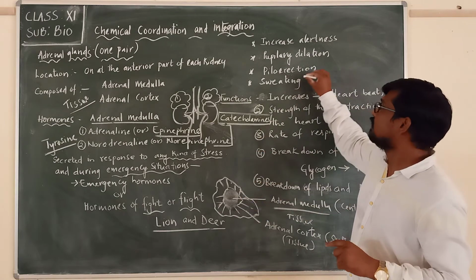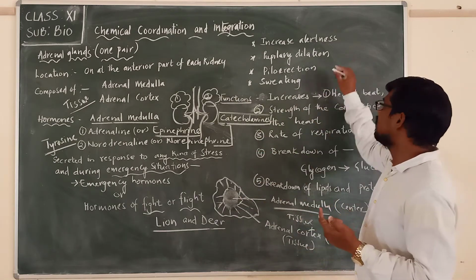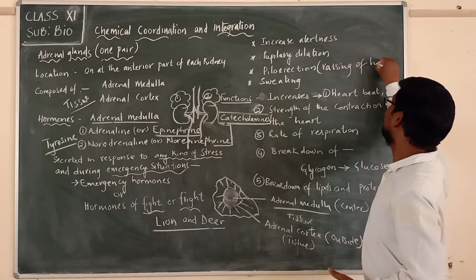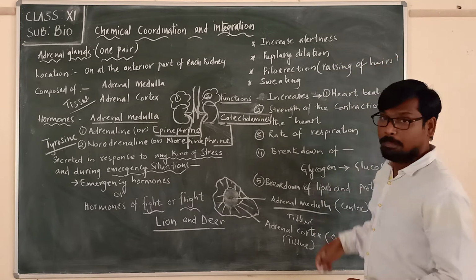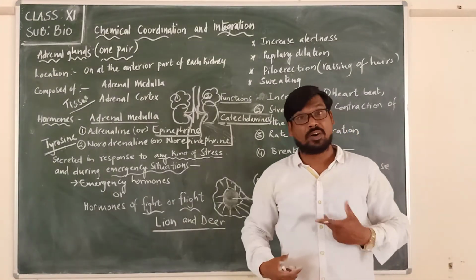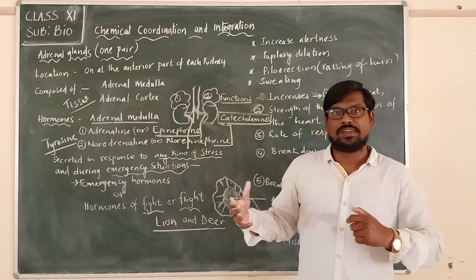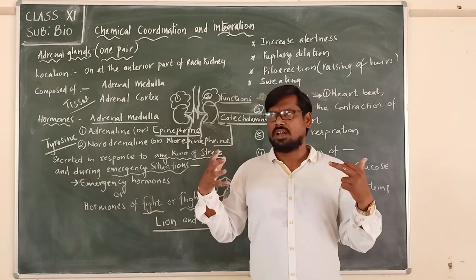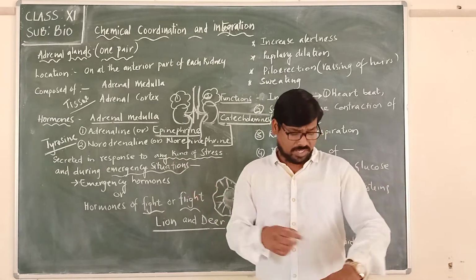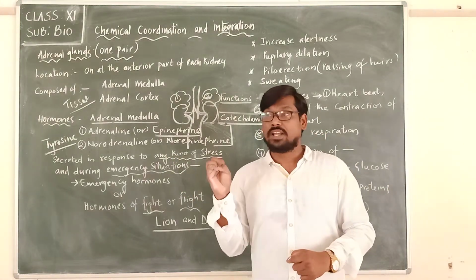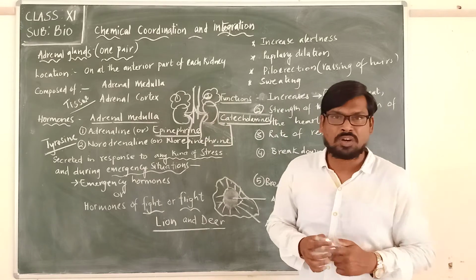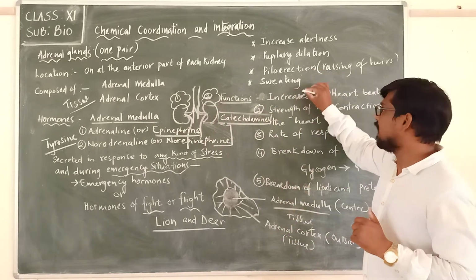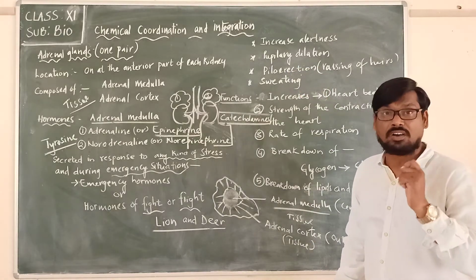The next one is piloerection. Piloerection means raising of the hair on the body. The hair present on our body sometimes, when we hear something or somebody makes us scared, or we hear some news suddenly, immediately gets erected. That we call piloerection. And at the same time, sweating also will be there.